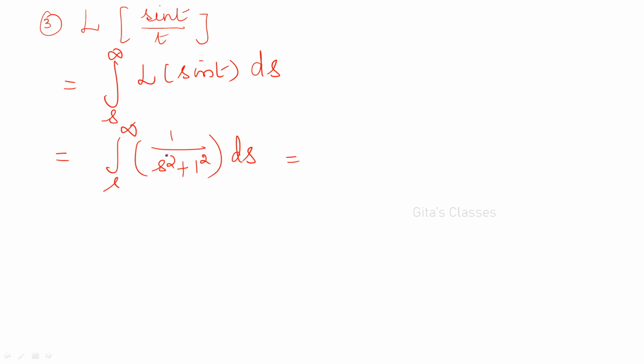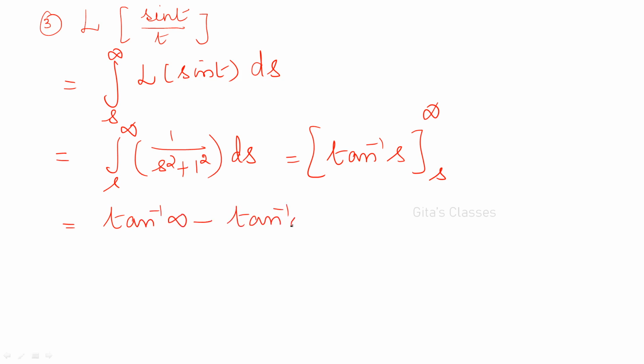which is equal to integral s to infinity. Directly I can integrate. It is 1 by s squared plus 1, which is nothing but tan inverse of s from s to infinity. That is tan inverse of infinity minus tan inverse of s. What is tan inverse of infinity? Pi by 2 minus tan inverse of s. Pi by 2 minus tan inverse of s can be written as cot inverse of s. That is the formula. Okay. So L of sin t by t is cot inverse of s.